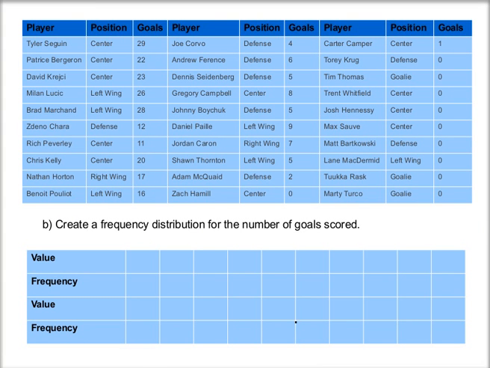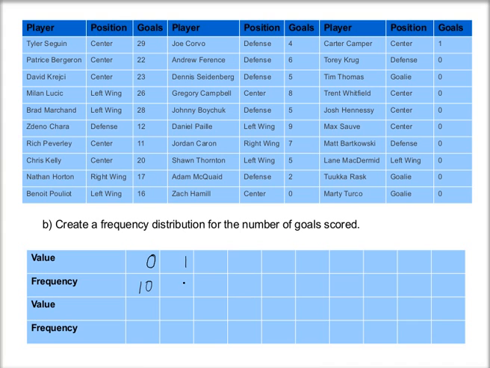Part B, we want to create a frequency distribution for the number of goals scored. So first I want to fill in all the values that I see in this chart, and then I'll count up how many times I see each value to fill in the frequency. So my first value, my smallest value here is 0, and I see a bunch of zeros. So I'll fill that in as my value. I'll go ahead and count and fill in the frequency also. I see 1, 2, 3, 4, 5, 6, 7, 8, 9. I have 10 zeros.